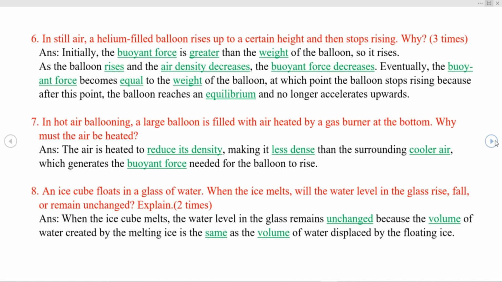Next question. An ice cube floats in a glass of water. When the ice melts, will the water level in the glass rise, fall, or remain unchanged? Explain. So we know that when the ice cube melts, the water level in the glass remains unchanged because the volume of water created by melting ice is the same as the volume of water displaced by the floating ice.